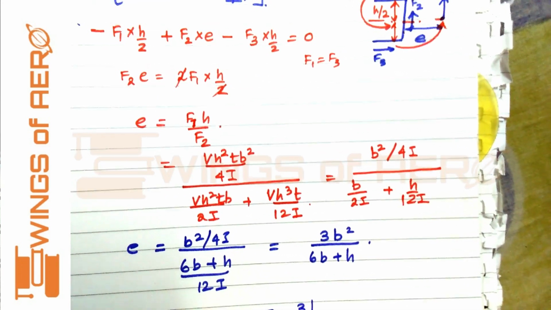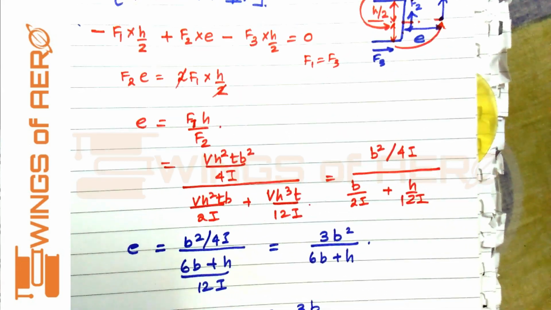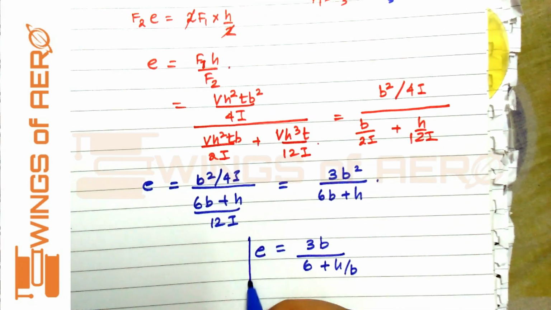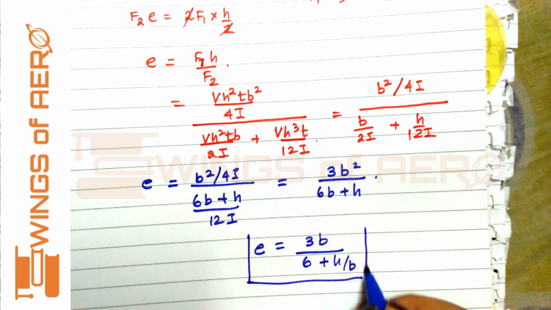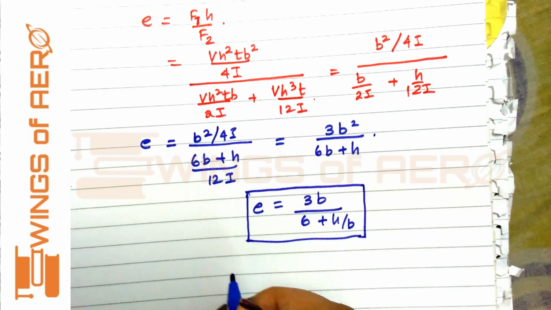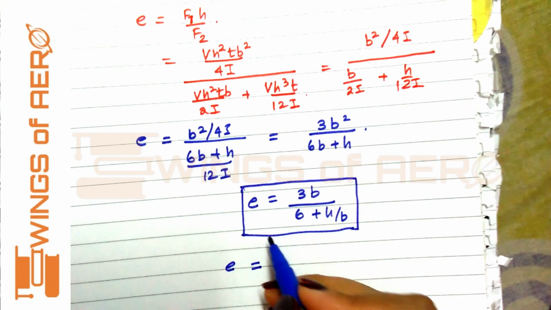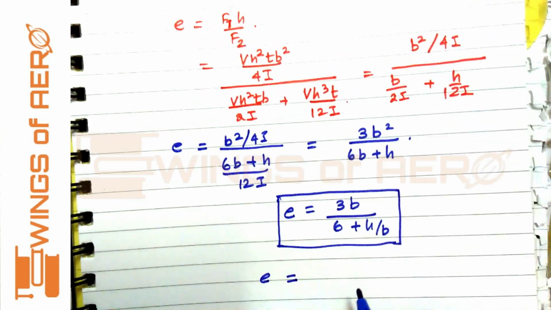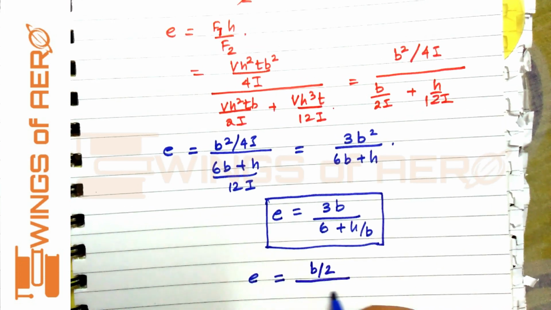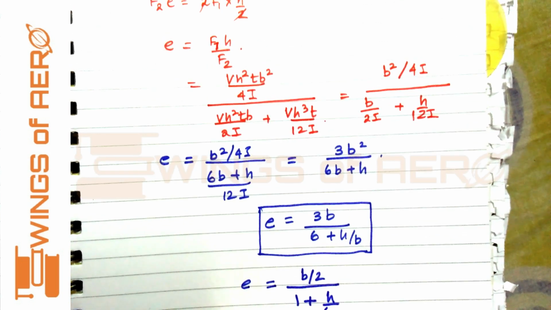We can take 3b by 6 plus h by b equals this, which is one of the expressions. If we want, we can also simplify this further: if you take 6 common outside on both the numerator and denominator, you can write b by 2 by 1 plus h by 6b.